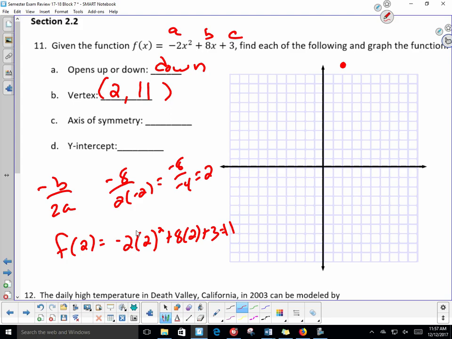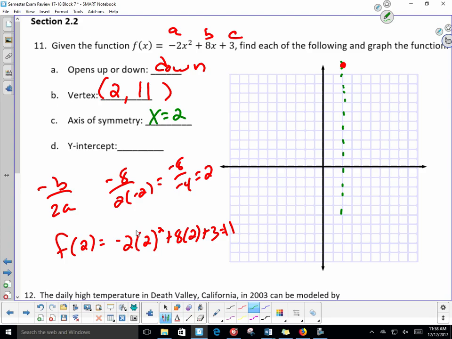Axis of symmetry. Lauren, what does the axis of symmetry do? It divides the parabola in half. So it's going to be a line that divides the parabola in half. So what is the equation of that line? x is equal to 2. And remember, if you don't have the x is equal to part, you're going to lose points because you have to show that it is an equation.